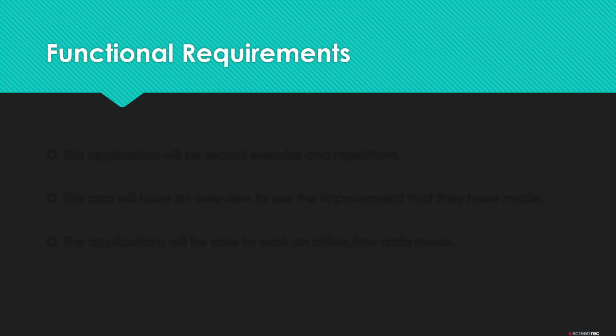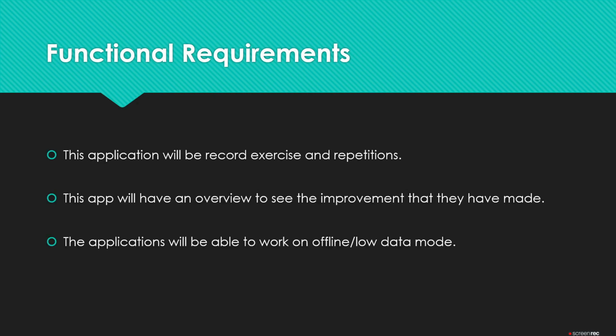So, let's discuss its functional requirements. The first and foremost functional requirement is that this application will record the exercises and the repetitions. It means that this will have a calendar layout in which the user will be able to click on a specific day where they will be able to access an exercise and fill in how many repetitions with a certain weight they accomplished that day. The second functional requirement is that this app will have an overview to see the improvement that they have made. It means that the user will be able to check the overview button on an exercise and they will see their previous performance for that exercise.